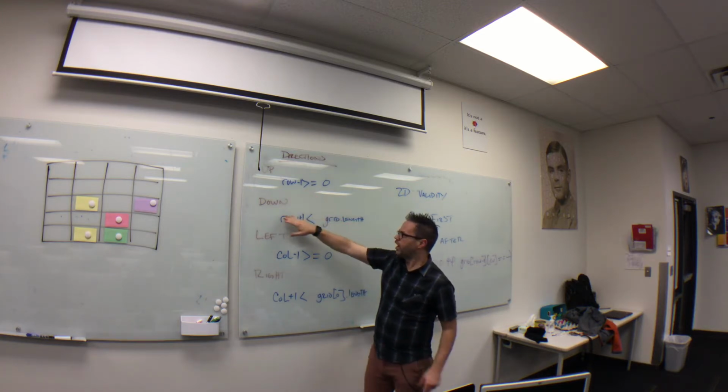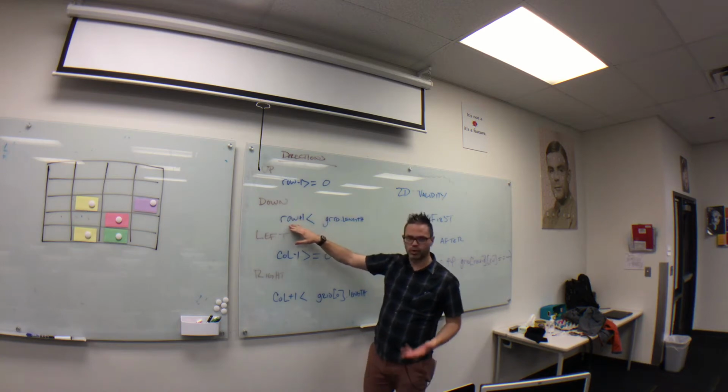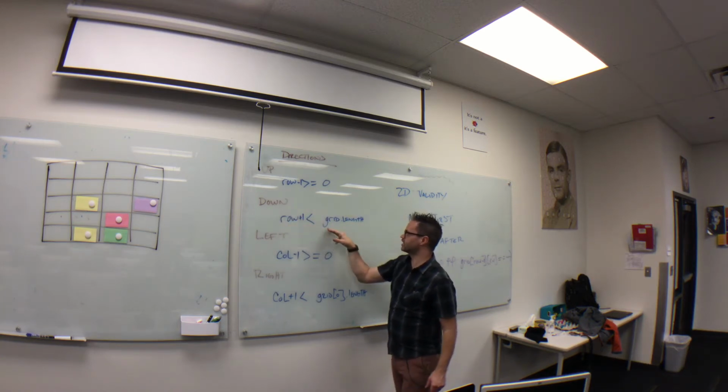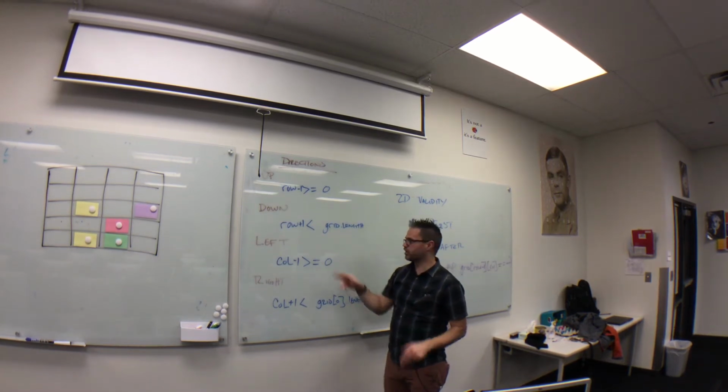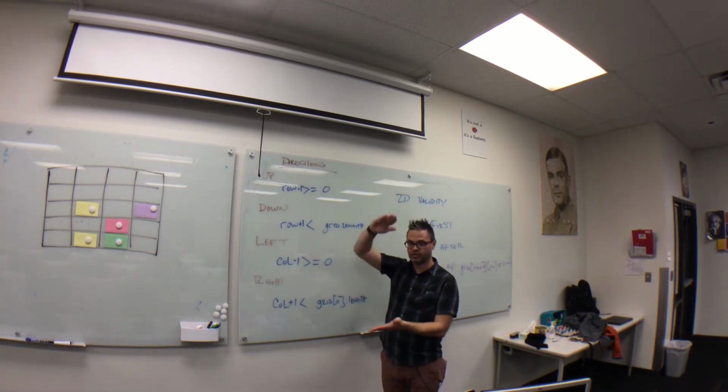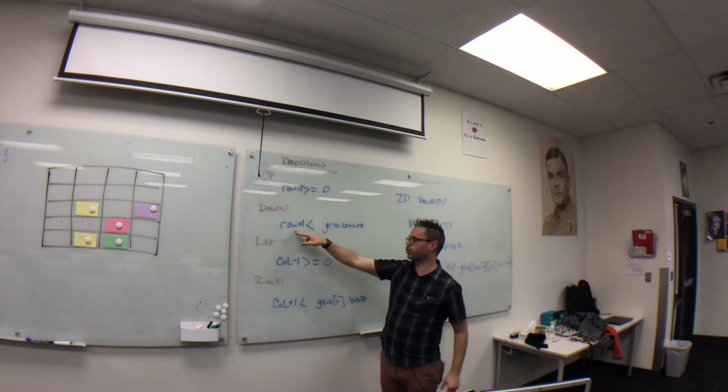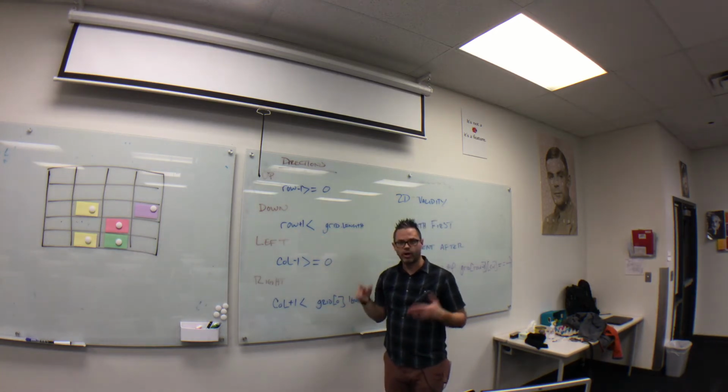When we're going down, row plus 1 is what we're looking at. We want to see if our row plus 1 is less than grid.length, because length is the maximum number of values, so we have to make sure we're less than that. If the number of rows is 8, the last row will be 7. So we have to make sure that row plus 1 is less than 8, aka at most 7.